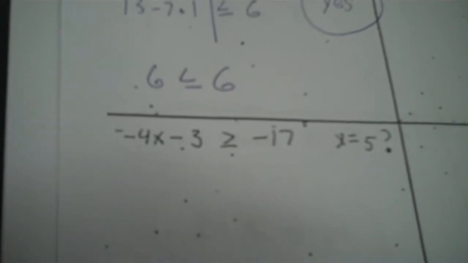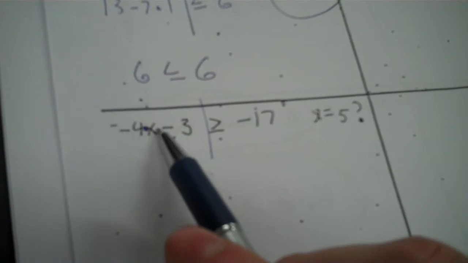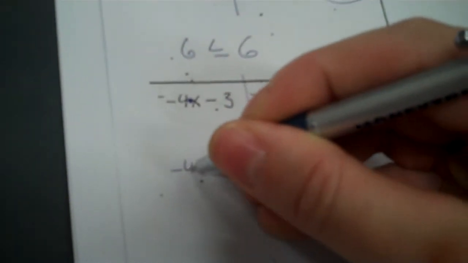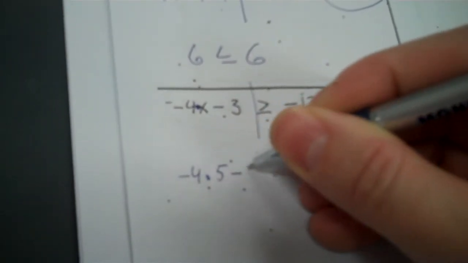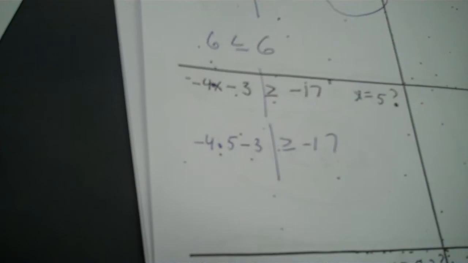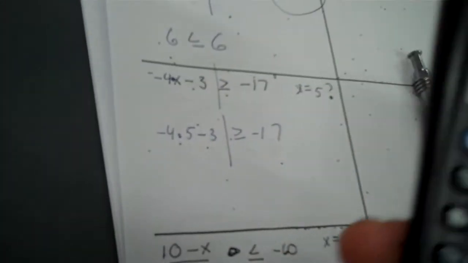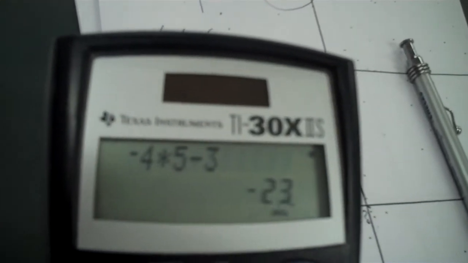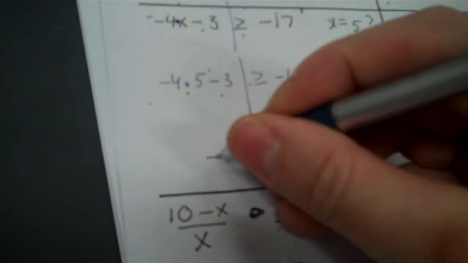Okay, negative 4x minus 3 greater than or equal to negative 17. X equals 5. And you just substitute the 5 where the x is at. So negative 4 times 5 minus 3 greater than or equal to negative 17. Okay, so I have to plug that side now into my calculator and find out what that equals. So negative 4 times 5 minus 3. I got negative 23.